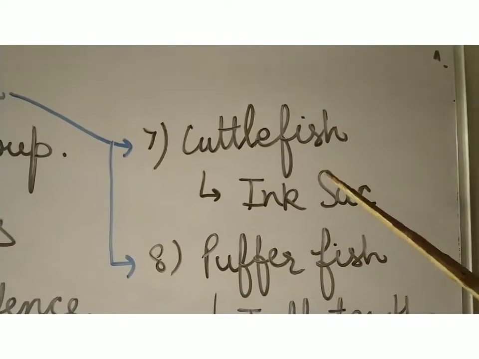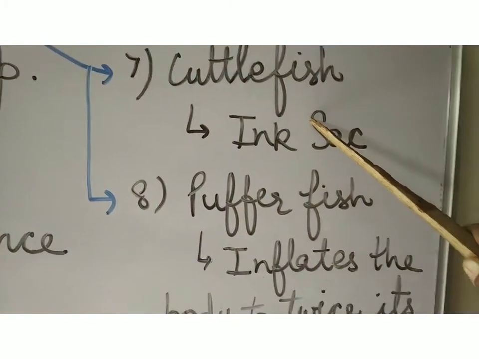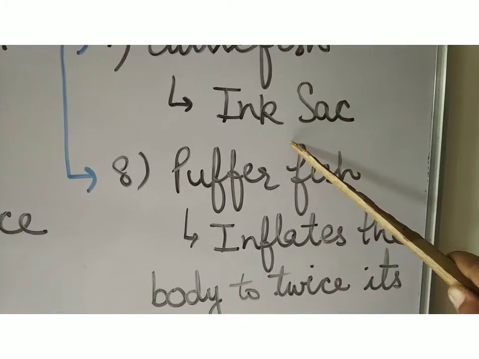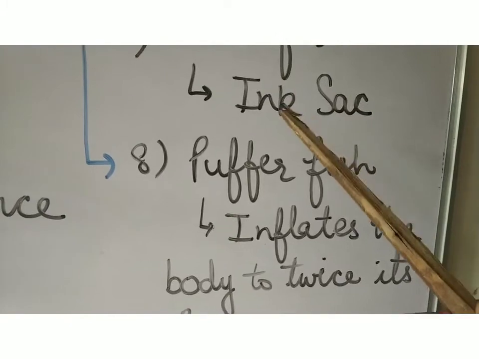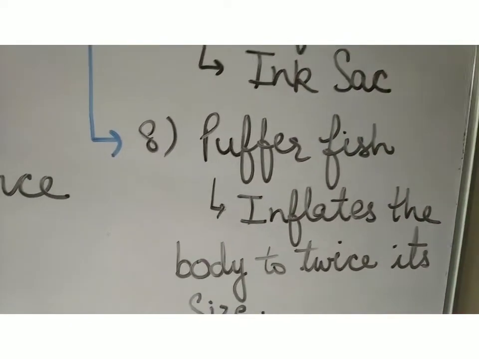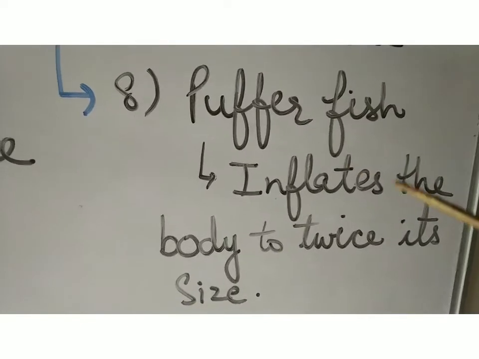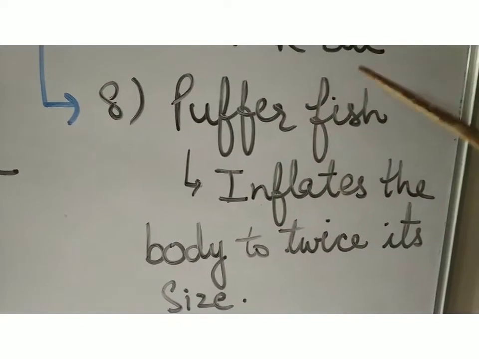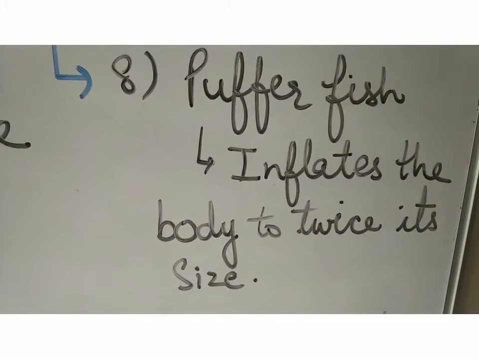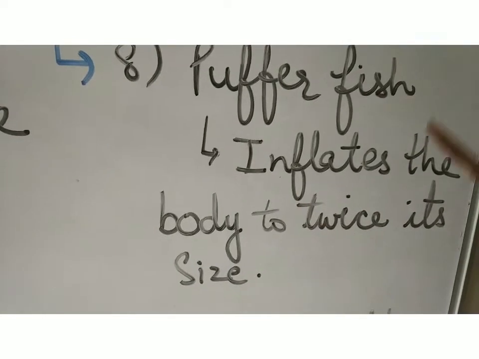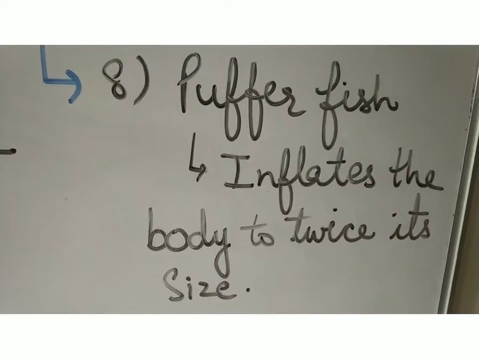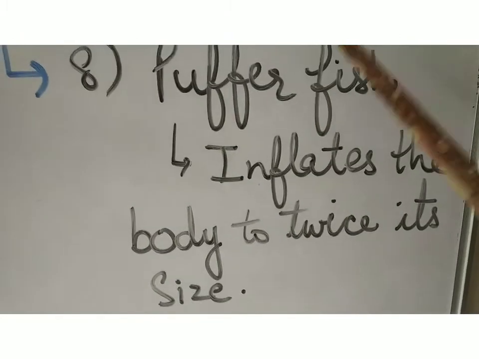The next one is cuttlefish. Children, cuttlefish has an ink sac on its body. On sensing danger, it releases the ink which makes the water around it blue in color. So whenever the enemy is coming, they release this ink and the enemy is unable to see the fish in the colored water. And the fish swims away for their safety.